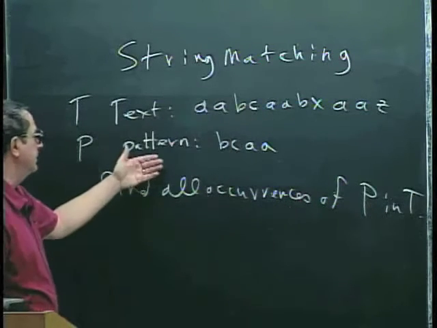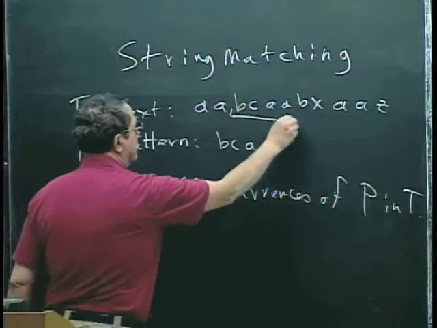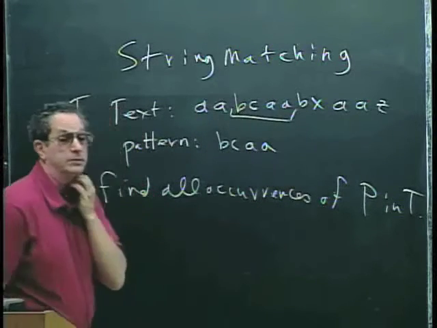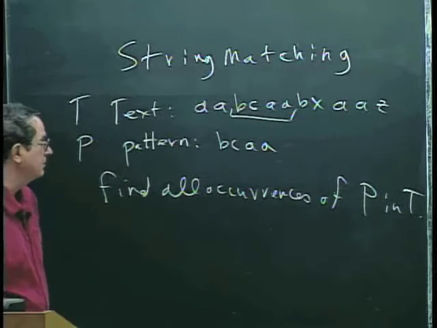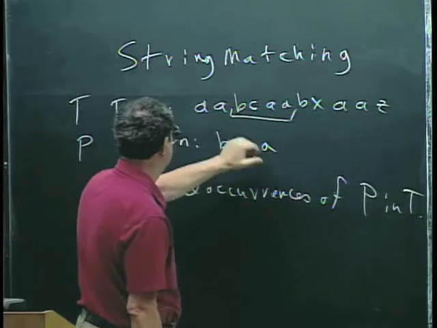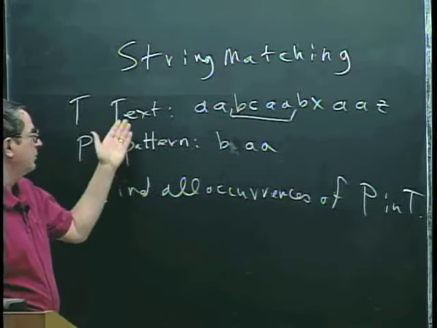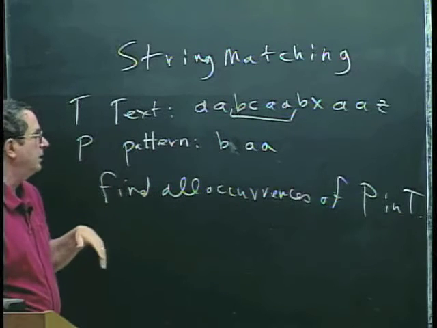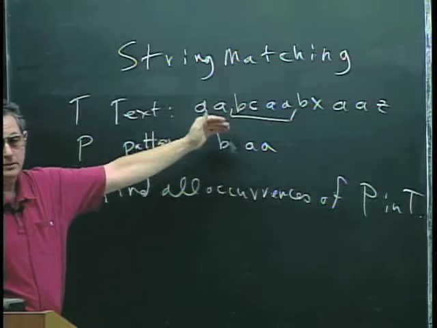So in this example, BCAA occurs right there and nowhere else. So there's one occurrence. But in general, there could be several. Or there might be none. For example, if you had BAA, that's not in this text at all. So the general problem is you're given a text, you're given a pattern, and you want to find all the occurrences or determine that there aren't any.